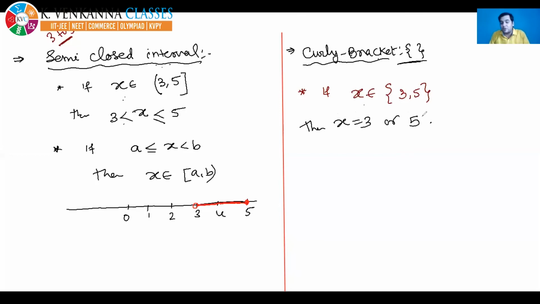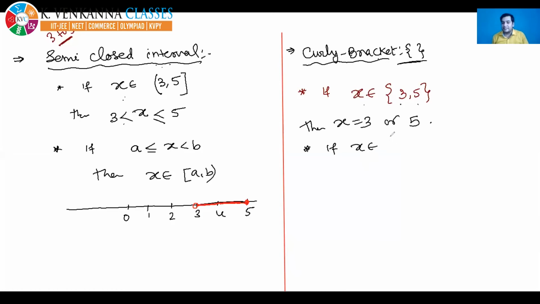X cannot be equal to 3.1, x cannot be equal to 3.2, x cannot be equal to 4, x cannot be equal to 4.8. X can only take the value of 3 and 5. So it does not represent any interval. It just represents individual values.